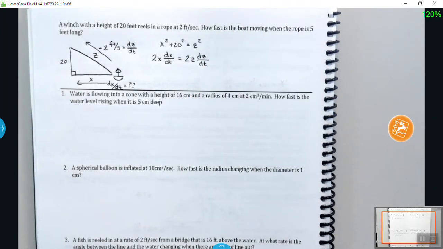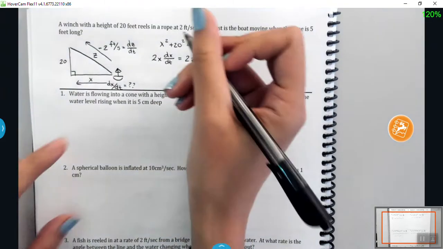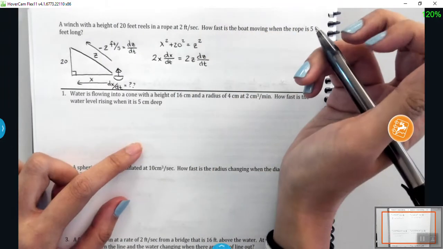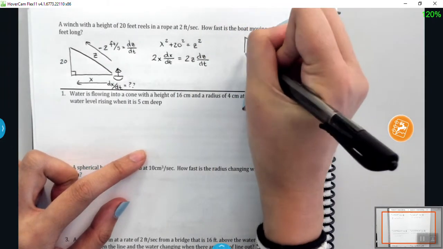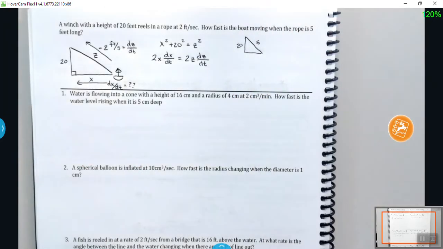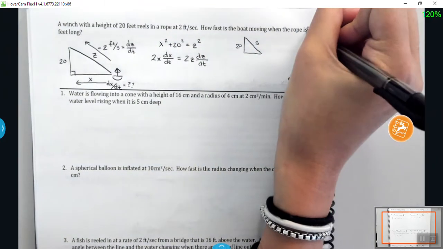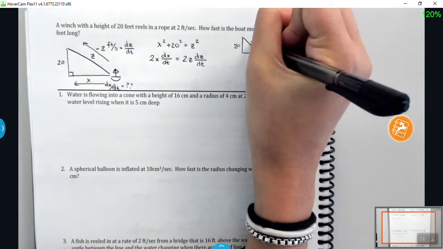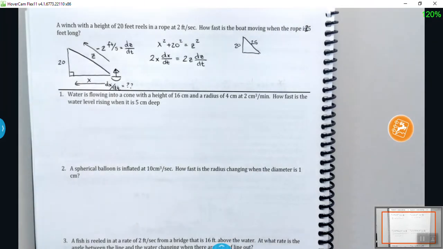All right, what do I know x is? I know the rope is 5. But if z is 5, then the boat's not in the water anymore? Maybe. Is that an option? Can we just make it 25? Just don't worry about it. We changed it to 25. It'll make more sense anyway.